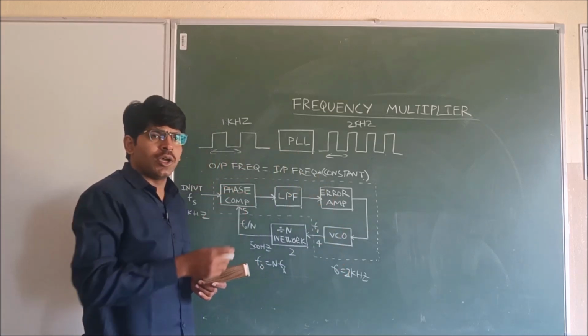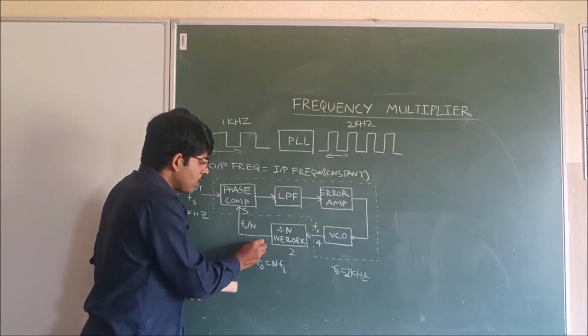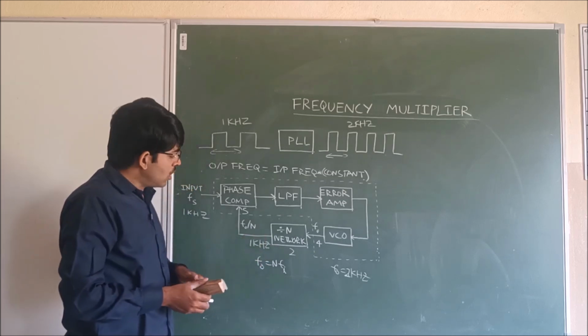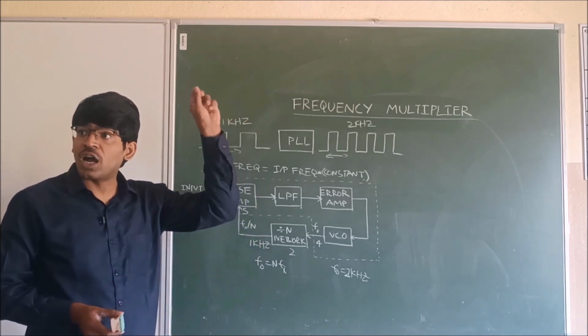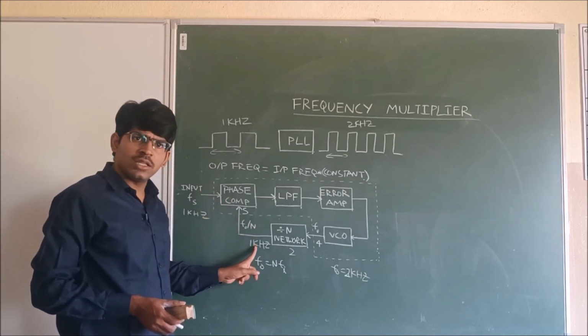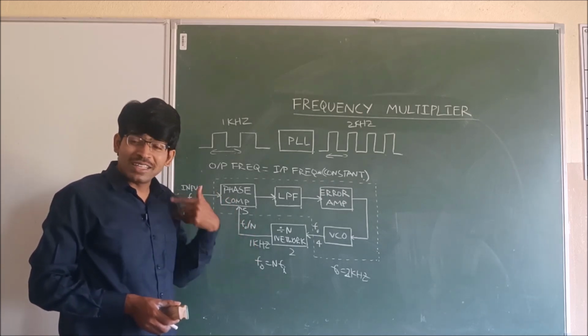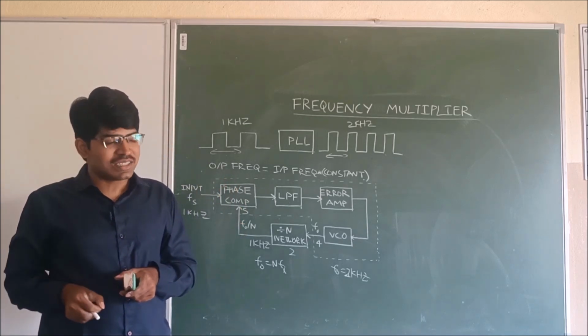Because this is 2 kilohertz, now the output of this network will be 1 kilohertz. Now the PLL is in lock condition, because here the input signal is 1 kilohertz and here this is also 1 kilohertz. But that is not relevant to us. What is relevant to us?